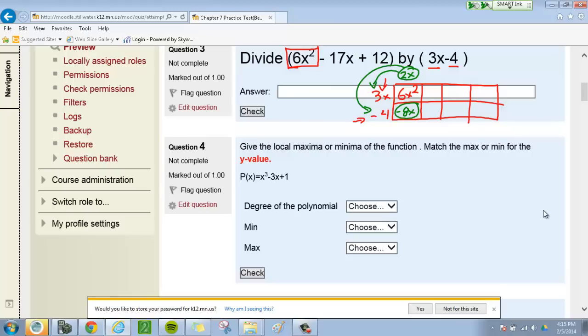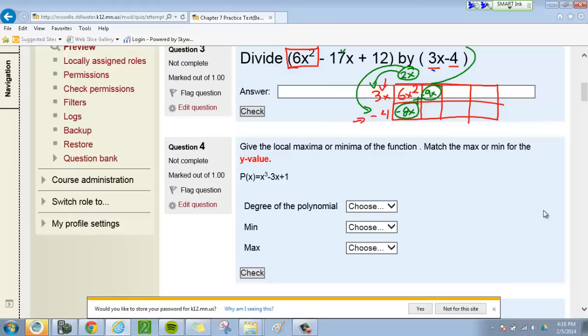Now we've got to take this negative 8x and add it to this, negative 8x plus whatever that is, and that has to give us our 17x right there. So negative 8x plus what is 17x? That turns out to be negative 9x. Okay, so now we start all over again.